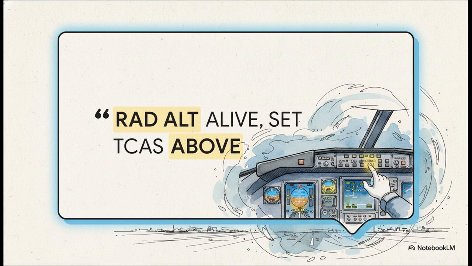The pilot flying, the PF, calls out, "Rad alt alive, set TCAS above." The pilot monitoring, or PM, then has a very specific set of responses. They recheck the QNH, set the TCAS to above, and announce back, "TCAS above." It's a precise, verbal handshake right at 2,500 feet.